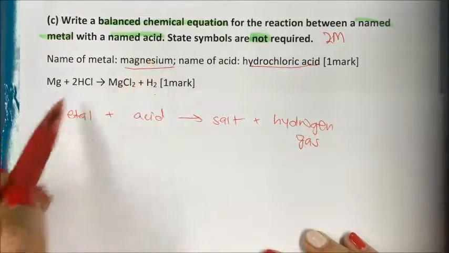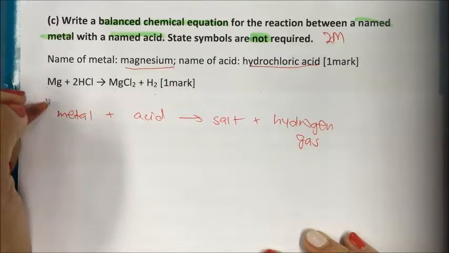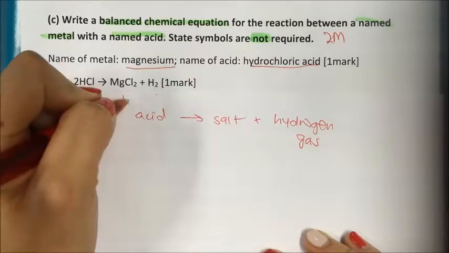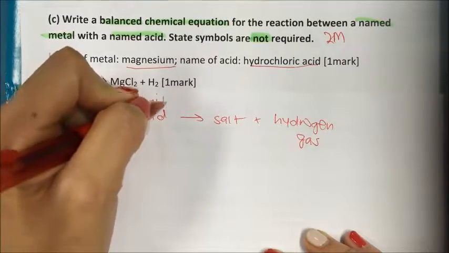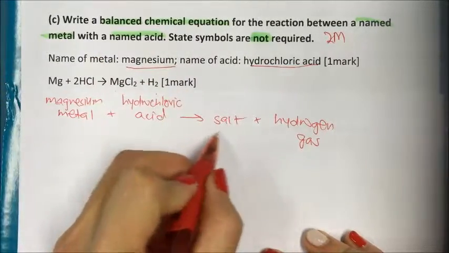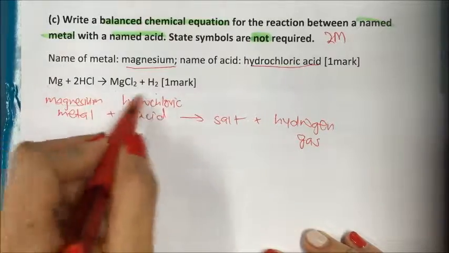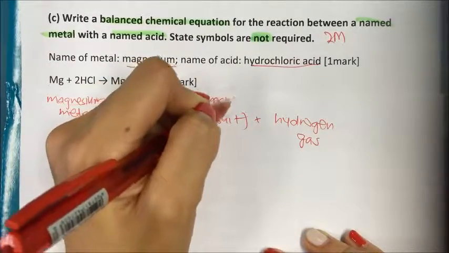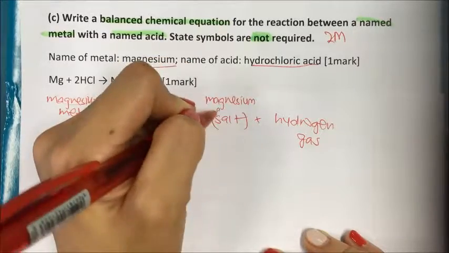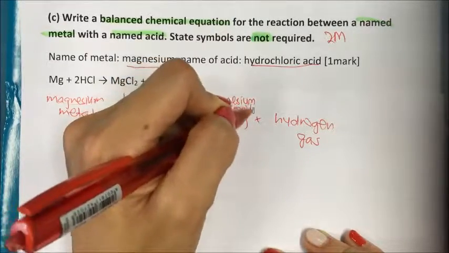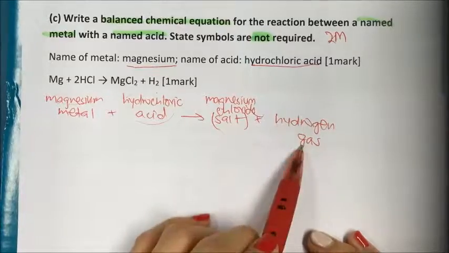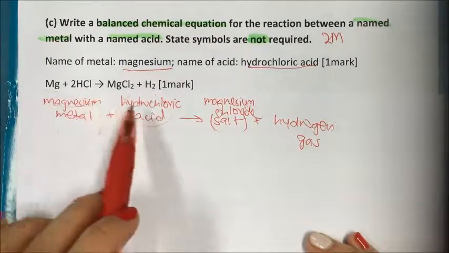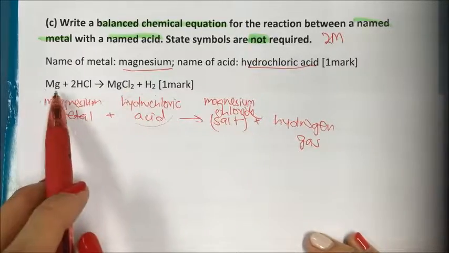So if I use the specific metal, so if I use magnesium metal, react with hydrochloric acid, the name of the salt is magnesium chloride. So the name of my salt is magnesium chloride, and hydrogen gas will also be produced. Alright, after that you write your chemical formulas, balance the equation.